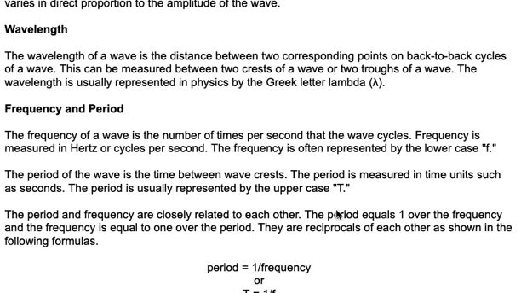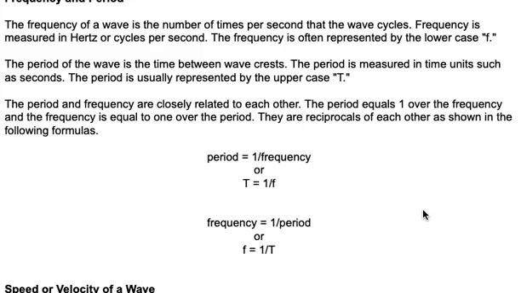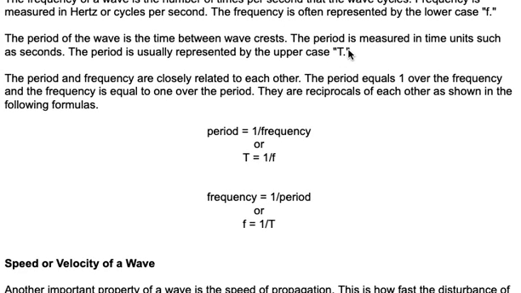Frequency and period. We're really going to talk about the frequency of a wave. The frequency of a wave is the number of times per second that the wave cycles. Frequency is measured in hertz or cycles per second. Frequency is often represented by the lowercase f. The period of a wave is the time between crests. The period is measured in time units such as seconds. The period is usually represented by the uppercase T.